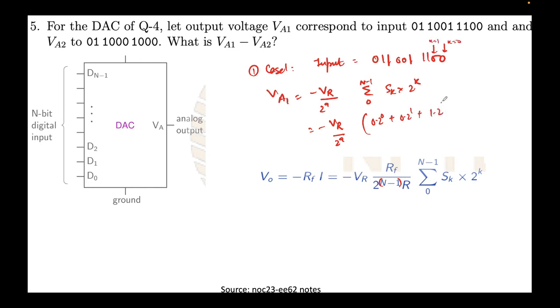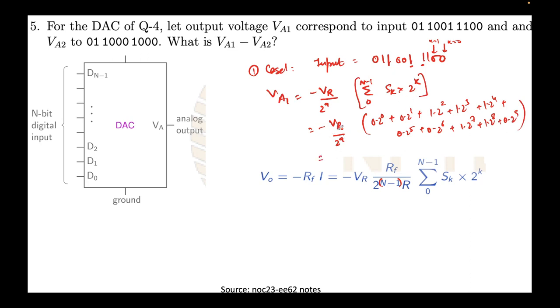So 1 into 2 raised to the power 2, plus 1 into 2 raised to the power 3 corresponding to this, plus 1 into 2 raised to the power 4, so we'll get this, and then 0 into 2 raised to the power 5, 0 into 2 raised to the power 6, 1 into 2 raised to the power 7, and finally 1 into 2 raised to the power 8, and finally 0 into 2 raised to the power 9. So this is the expression that we get. I have done nothing but expanded this summation, okay?